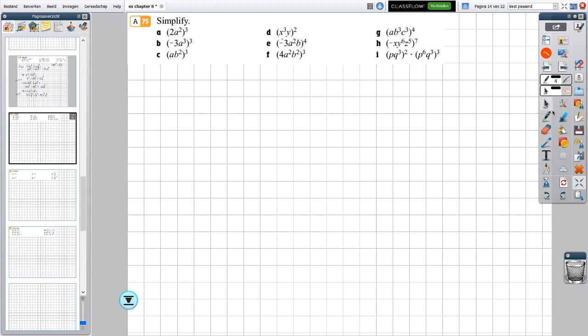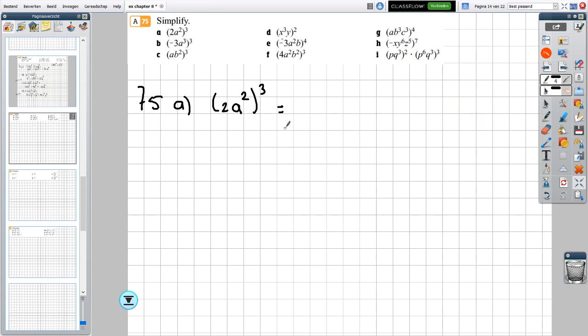Good day everyone. We're going to take a look at exercises from paragraph 8.6, powers of powers, and now we actually are going to evaluate some powers of powers and take a look at how they exactly work. Again, I'm not going to do them all. I'm going to showcase a few of them, so hopefully it will help you out along the way. Let's just start with a.